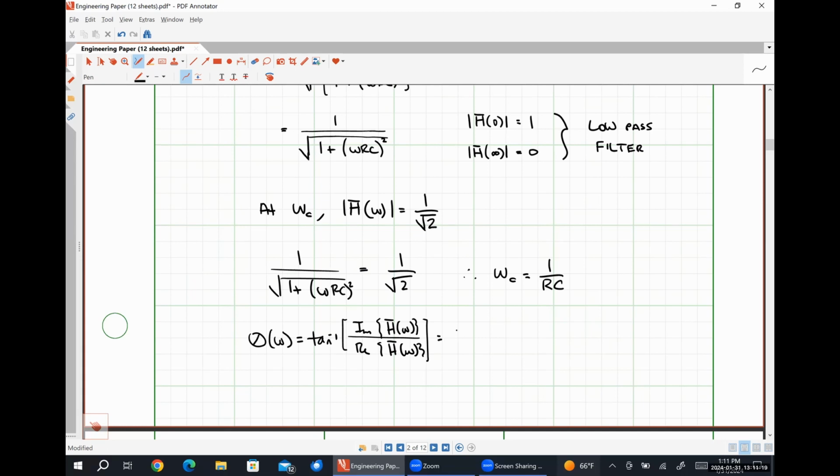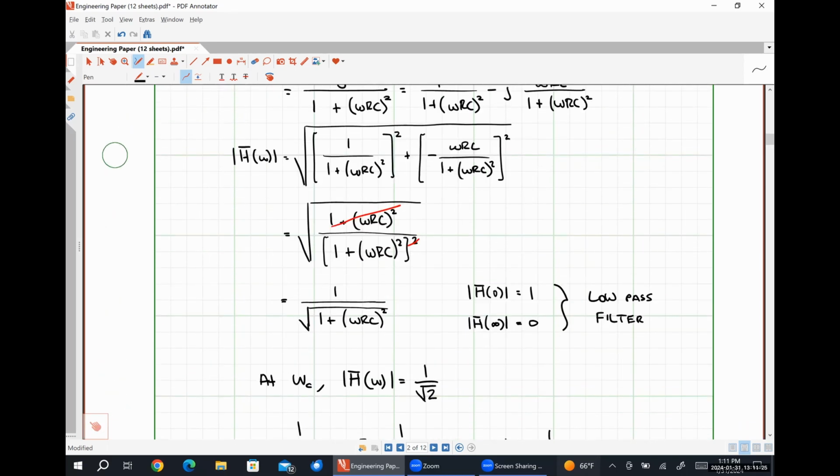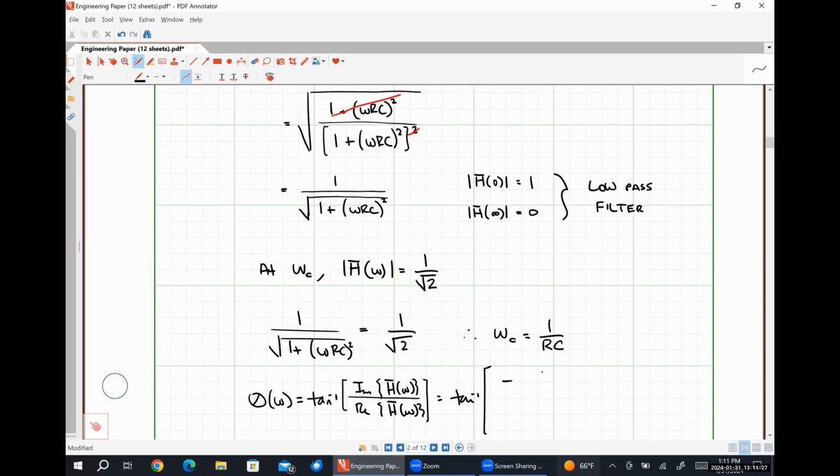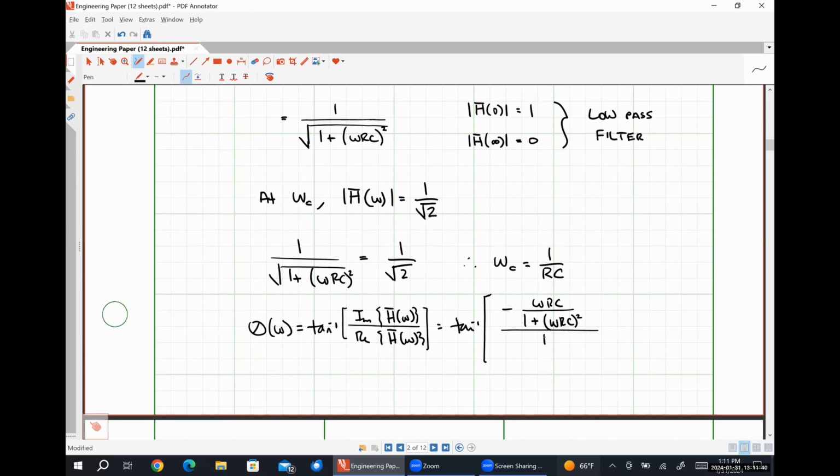So that's going to be the inverse tangent of our imaginary part, which was negative omega RC divided by 1 plus (omega RC) quantity squared, all of this over positive 1 over 1 plus (omega RC) quantity squared.